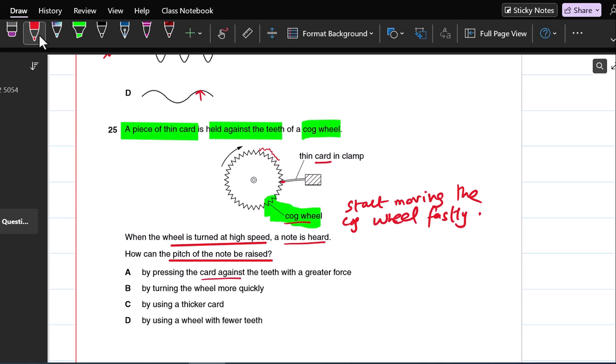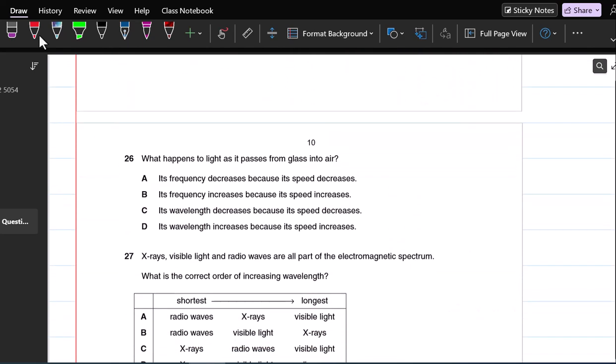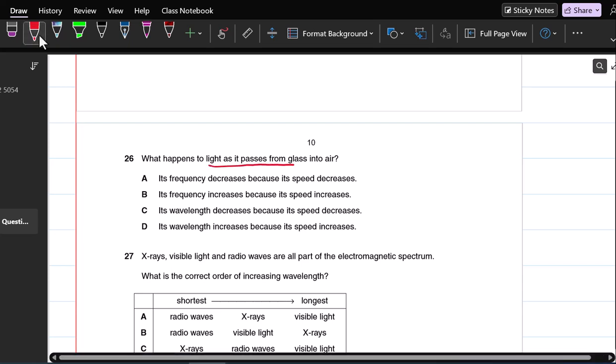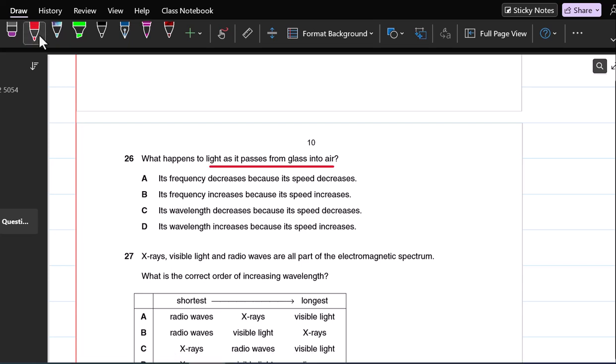More sound will be heard. By pressing the card against the teeth with greater force, no, this is not appropriate. By turning the wheel more quickly, yes, this is going to be possible. By using thicker card, no. By using a wheel with fewer teeth, no. There is one more possibility, that you increase the number of teeth. But the better option is to start rotating it fast. So only B is right. Moving to question 26. What happens to light as it passes from glass into air? Glass is a dense medium, air is a less dense medium.